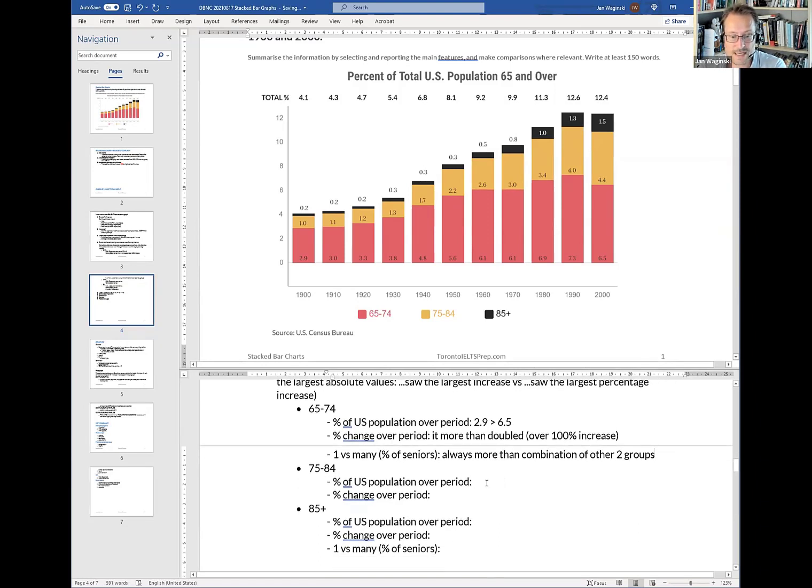Okay, 75 to 84-year-olds. What percentage of the population were they over the period of the study? 1 to 4.4%. So what percentage change was this?